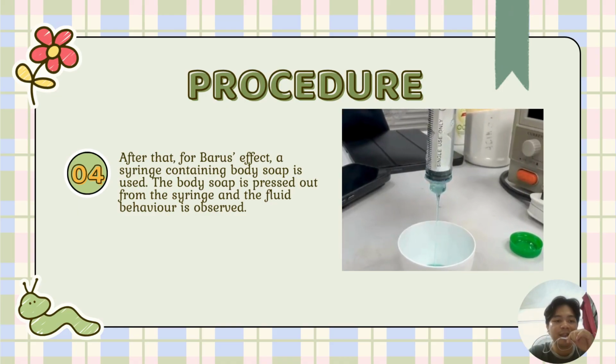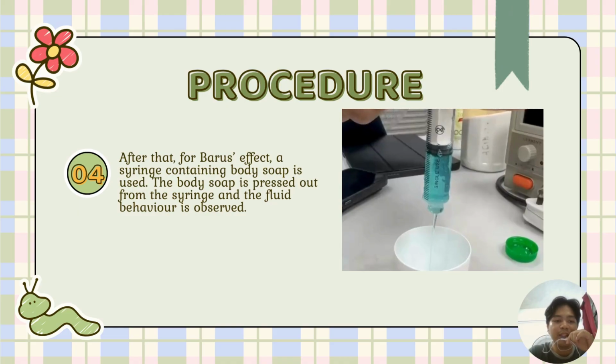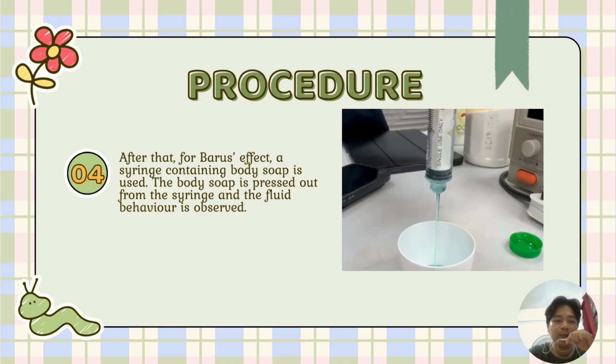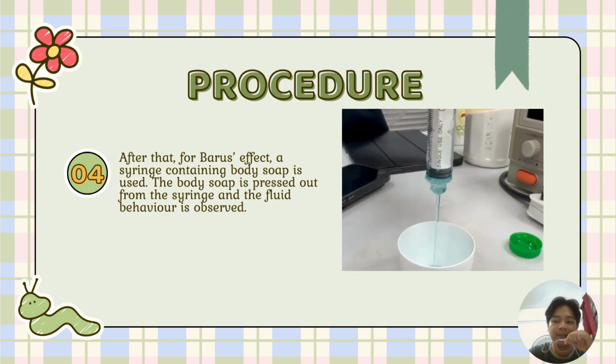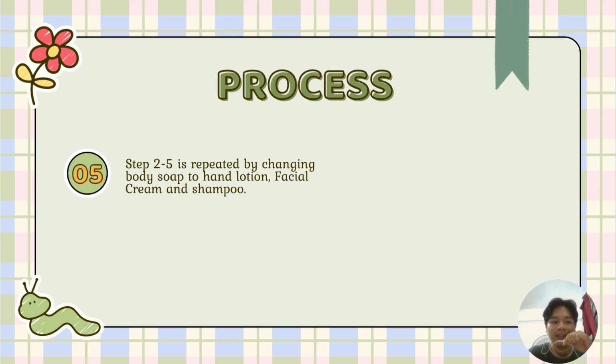After that, for Barus effect, a syringe containing body soap is used. The body soap is pressed out from the syringe and then the fluid behavior is observed. Lastly, step 2 till 5 is repeated by changing body soap to hand lotion, facial cream, and shampoo.